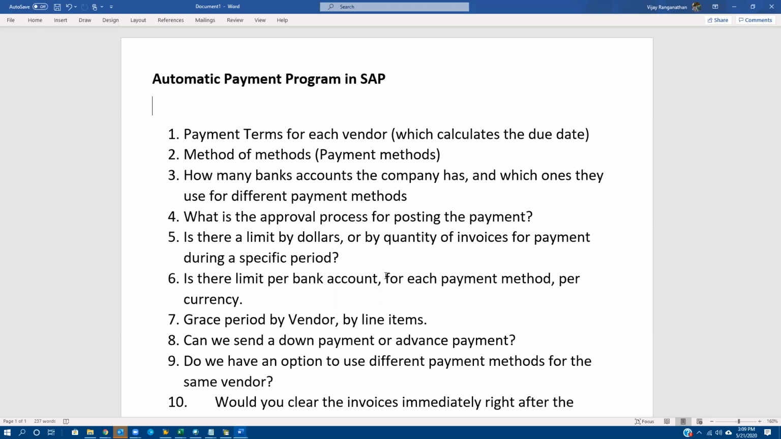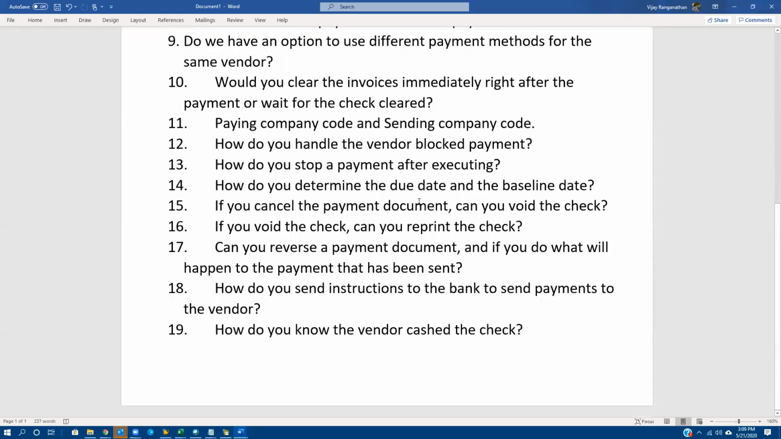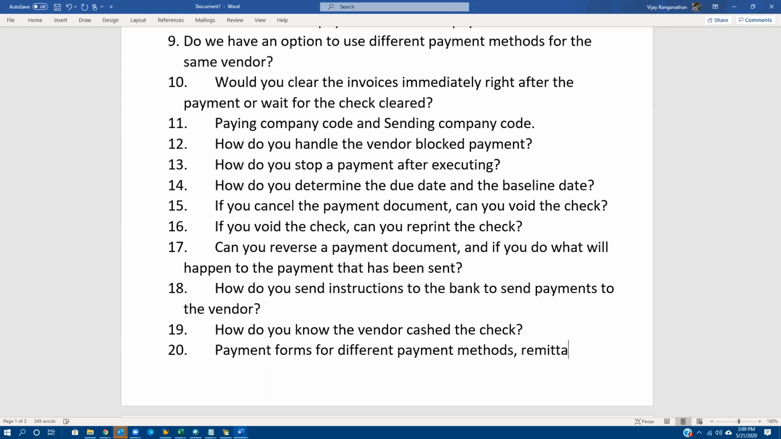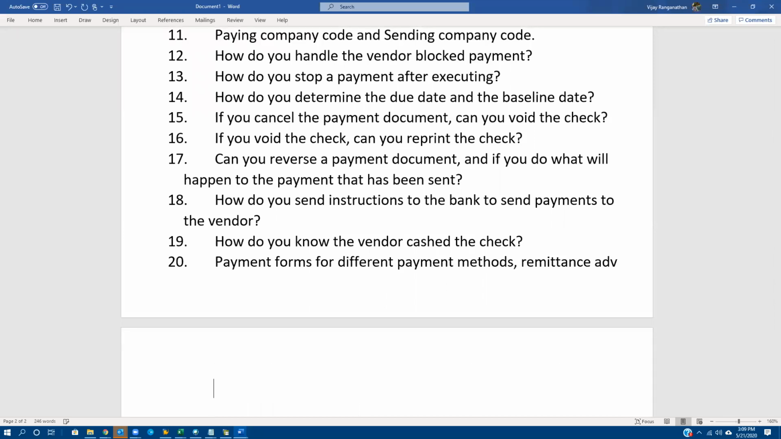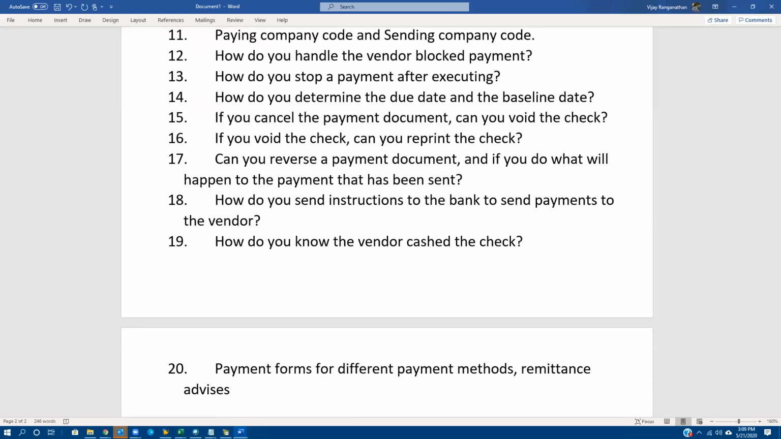Okay. One more thing, Jay. Normally, some companies have pre-printed checks and some don't. I don't know whether that is there in the scope. We have to ask them if we have to give the number ranges. Payment forms for different payment methods, right? And remittance advices, because you are going to print locally. So the developer has to develop payment forms for checks, numbered checks, if you print them locally. Or the banks can also print, right?